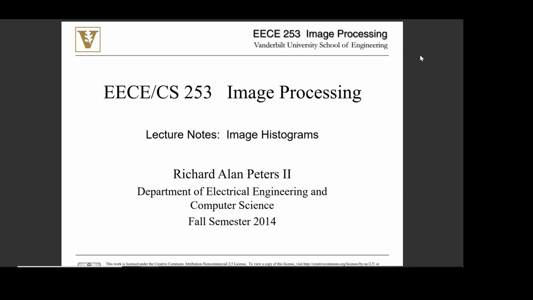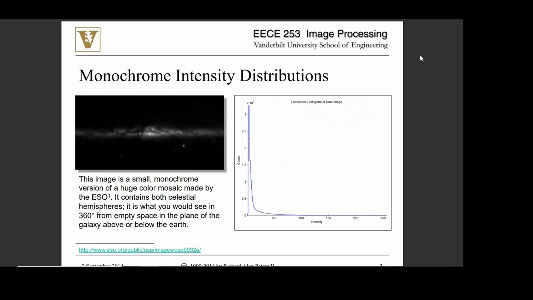So today's lecture is about image histograms. An image histogram is simply counting how many times you have seen a particular gray value. Let's say that we have a gray image like this. You count how many times you have seen each value.